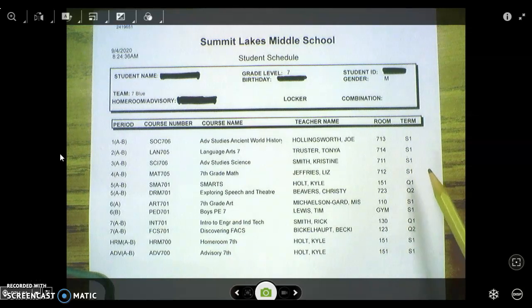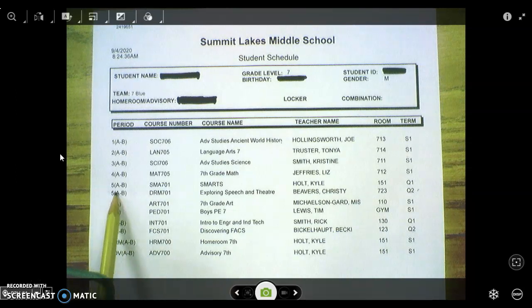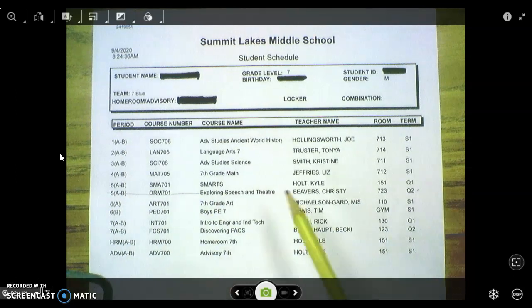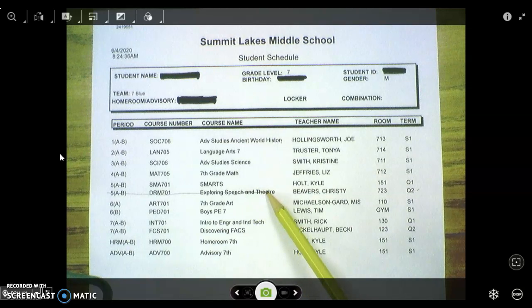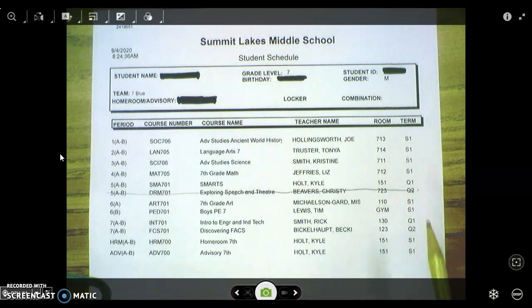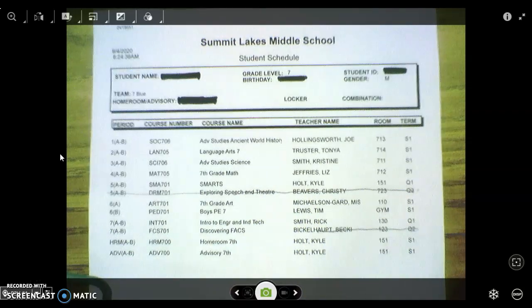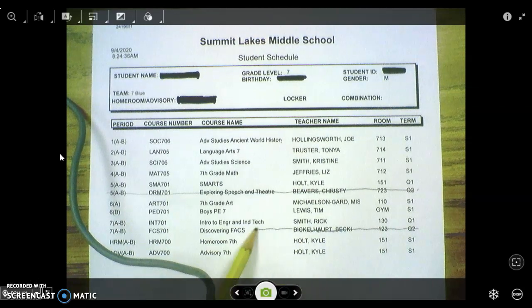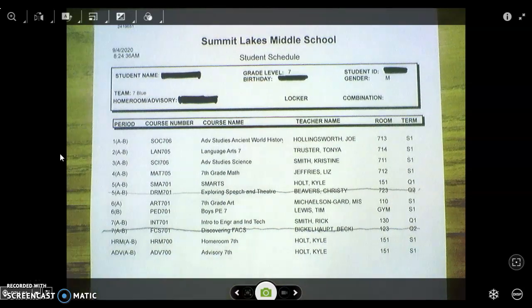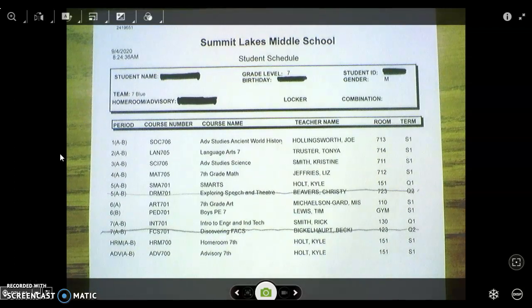For your purposes right now, if your class has a Q2 next to it, I would recommend just crossing that particular class completely out, because that is a second quarter class and that is not something that you need to be concerned about right now. So take your schedule and cross out those quarter 2 classes to start with. That will make it a little bit easier to read.